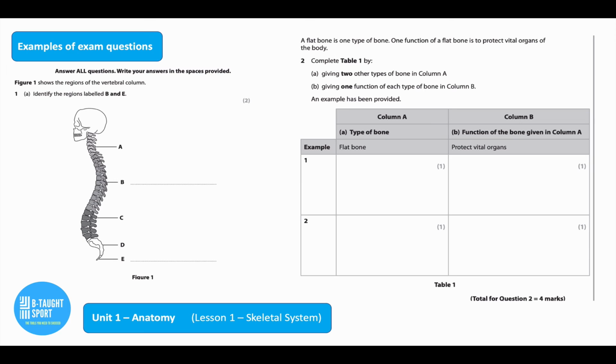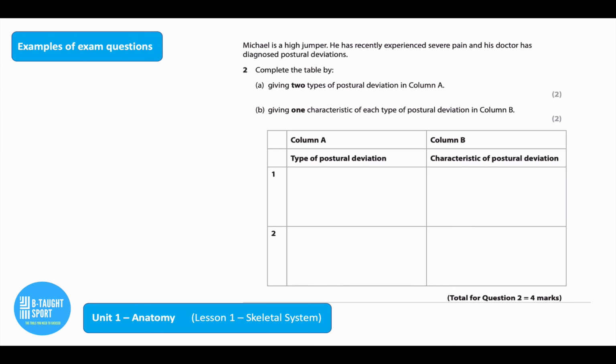So the first question is identifying the label B and E. The second question is to complete table 1, and there are a couple of questions there. And the third question, although it says number 2, is talking about the postural deviations. Stop the video from now and have a go at these assessments.